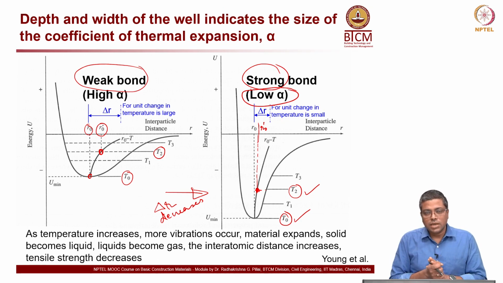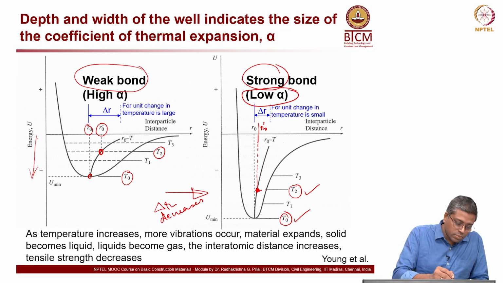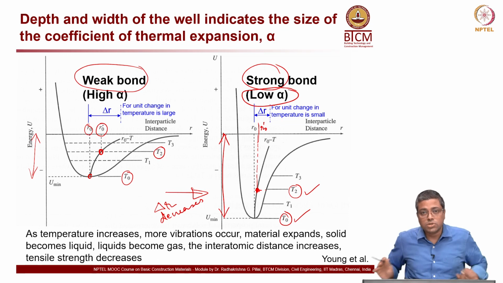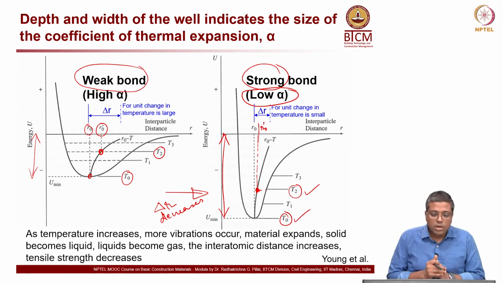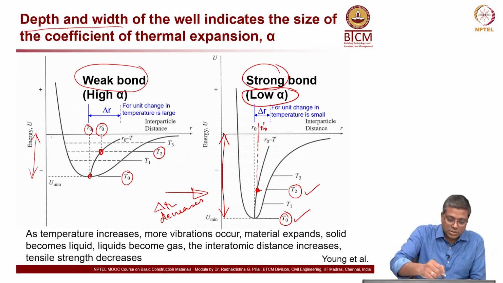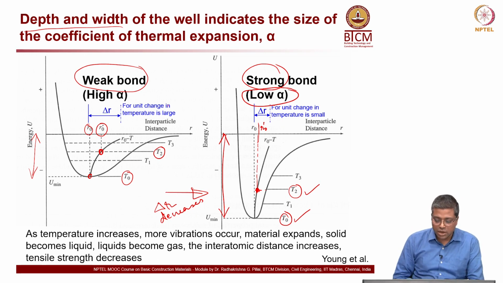So in general we can say, if you have strong bond systems, then you can expect the material to have a low coefficient of thermal expansion. That means the deviation in the dimensions of the material might be very limited. Another thing to look at is not only the width but also the depth. The energy required here is also very large in the case of a strong bond. We already discussed this in the previous slide. But anyway, the point is that the depth and width of the well, this curve shape, indicate the magnitude of the coefficient of thermal expansion alpha.